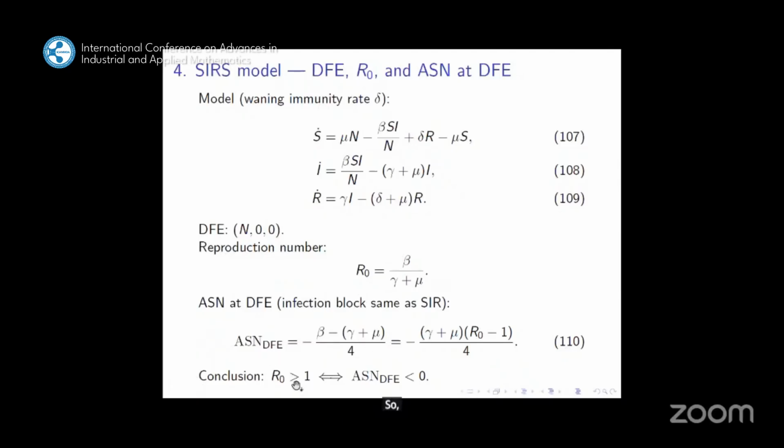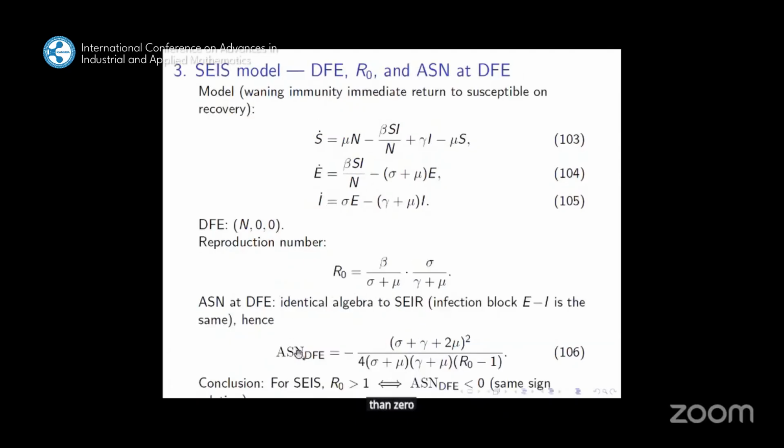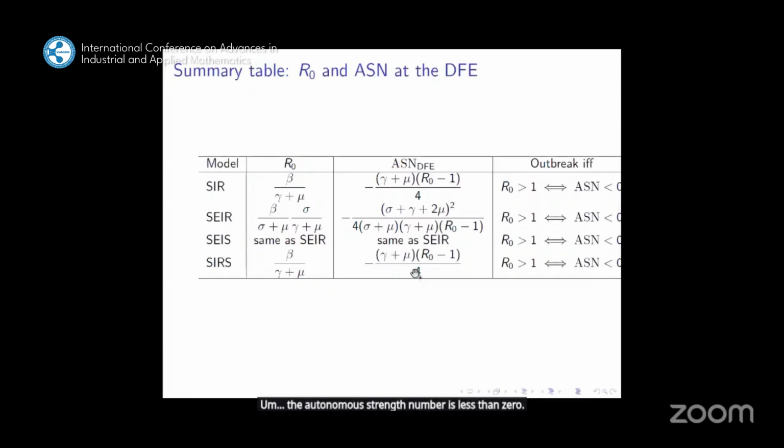So we conclude that R0 is greater than 1 if and only if the Atangana strength number is less than 0. And in this case also, I think I didn't discuss this one. We concluded that R0 will be greater than 1 if and only if the Atangana strength number is less than 0.